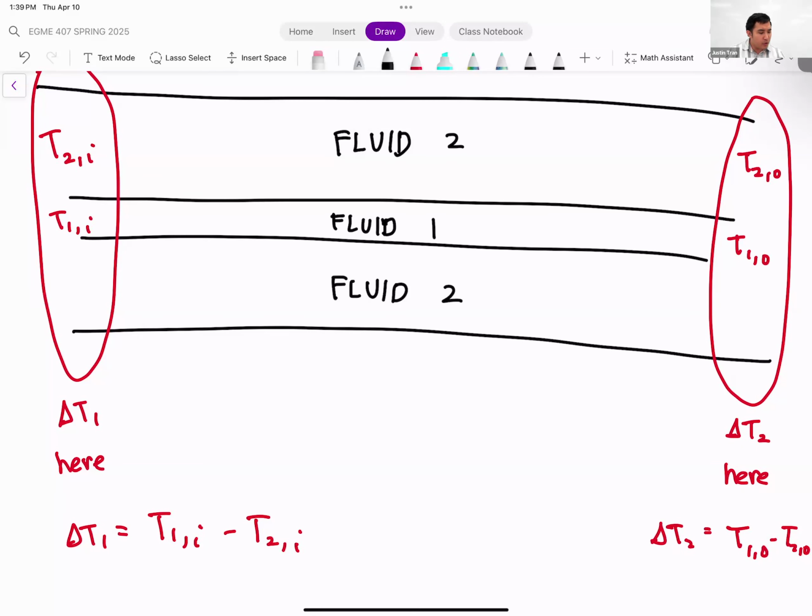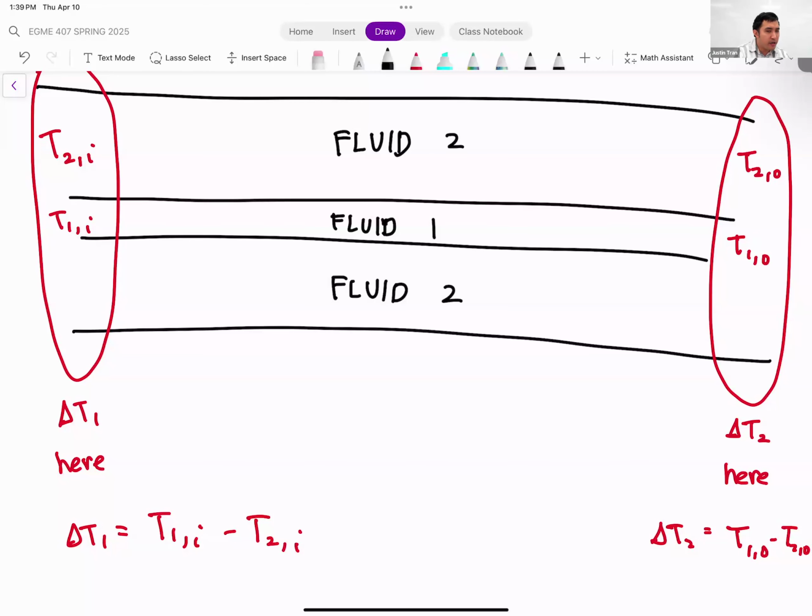So this next example is pretty cool. We've gone over a lot of formulas, but this next example you'll see is actually pretty practical. So very reminiscent of something you'd actually solve for in a real practical heat exchanger situation.